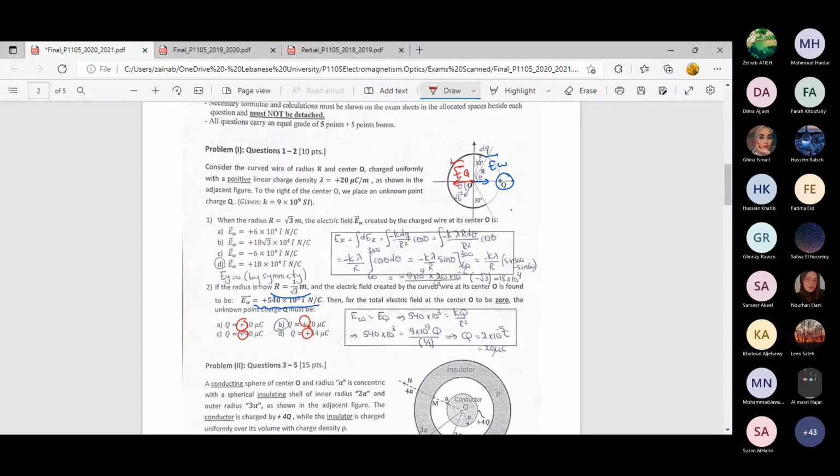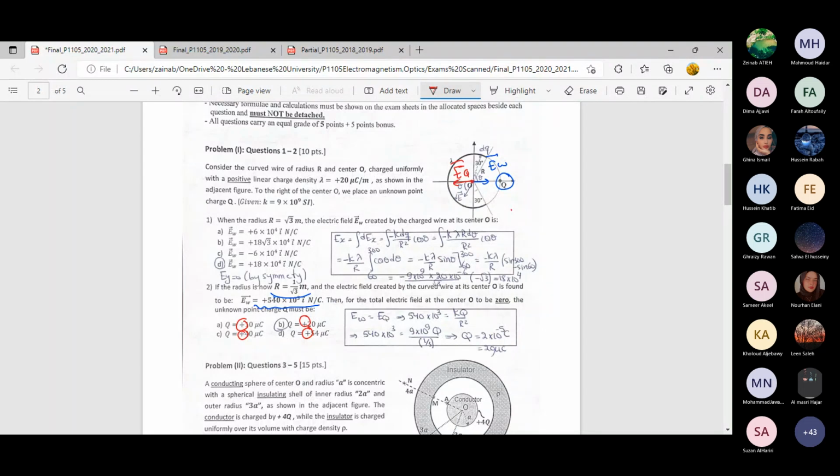Now, if I need them to be zero as vectors, the sum of them is zero as vectors, so they must be equal in magnitude and opposite in direction. So I can say EQ vector plus EW vector is equal to 0, EQ vector equals minus EW vector, or as magnitudes, EW equals EQ. So because they are equal in magnitude, just substitute and find Q.